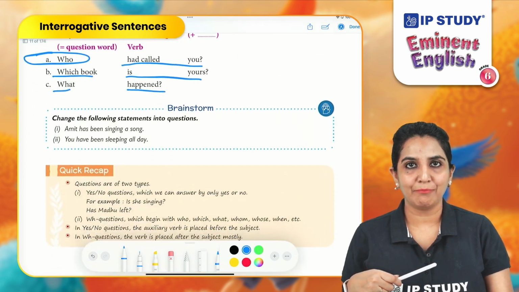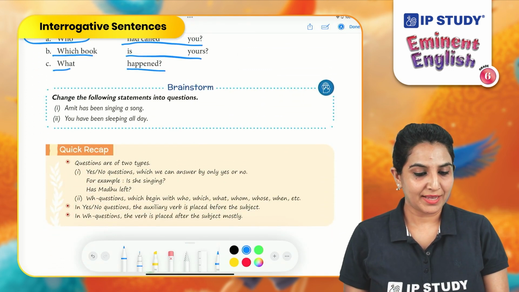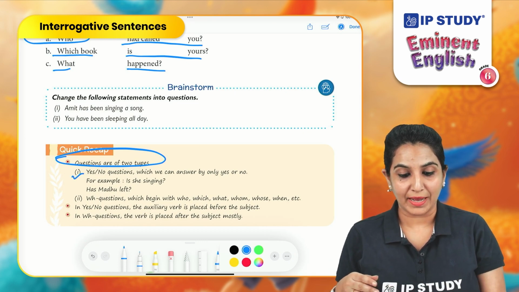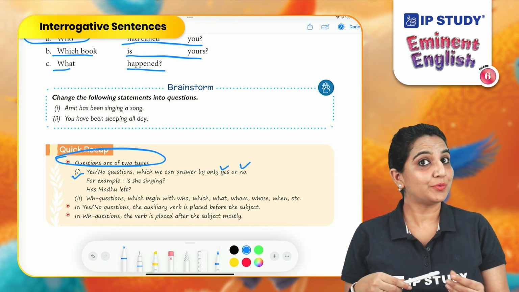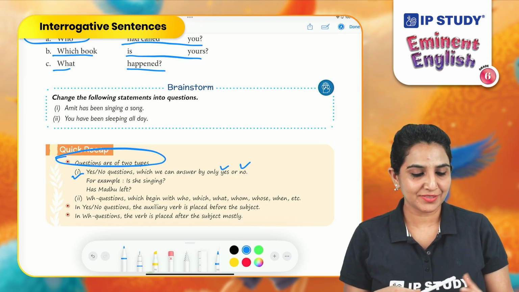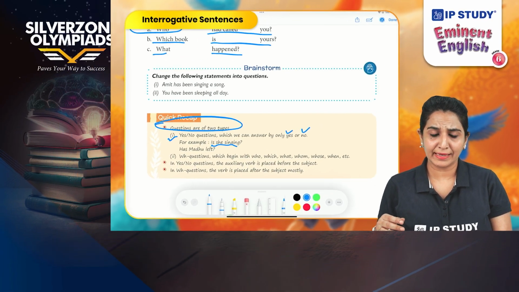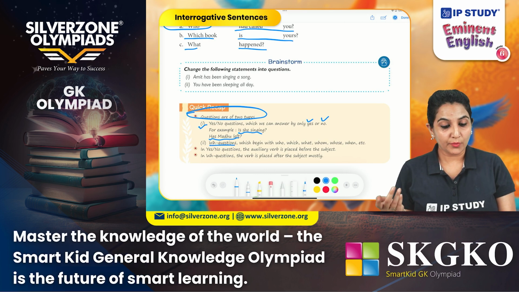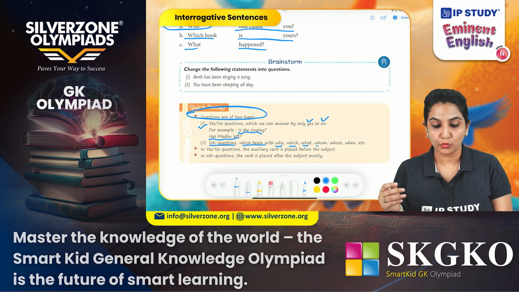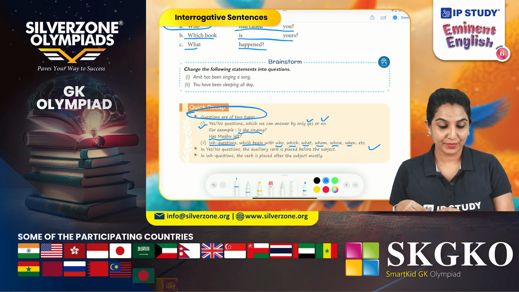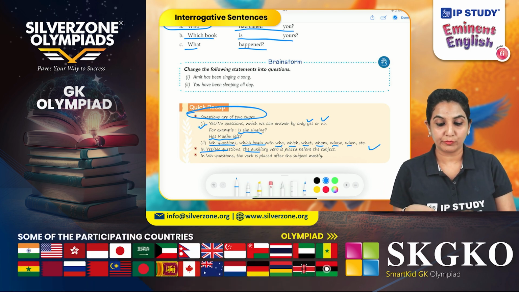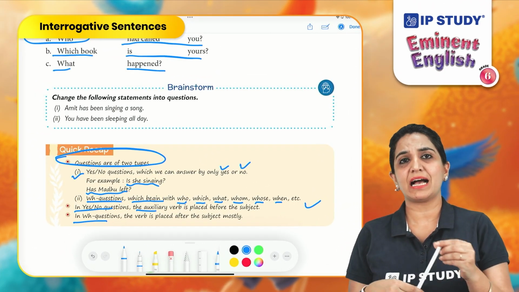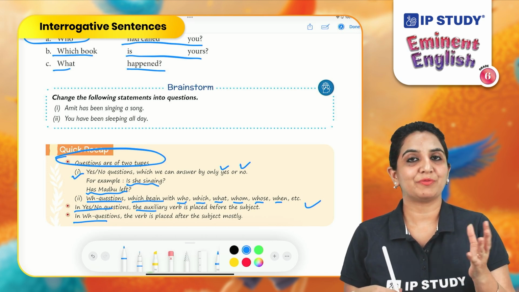Let's do a quick recap before we end this video. The questions are of two types. Yes-no questions, which can be answered by only yes or no, and you don't need more information. For example, is she singing? Has Madhu left? WH questions, which begin with who, which, what, whom, whose, when, etc. In yes-no questions, the auxiliary verb is placed before the subject. And in WH questions, the verb is placed after the subject, mostly, but we have studied all the exceptions.